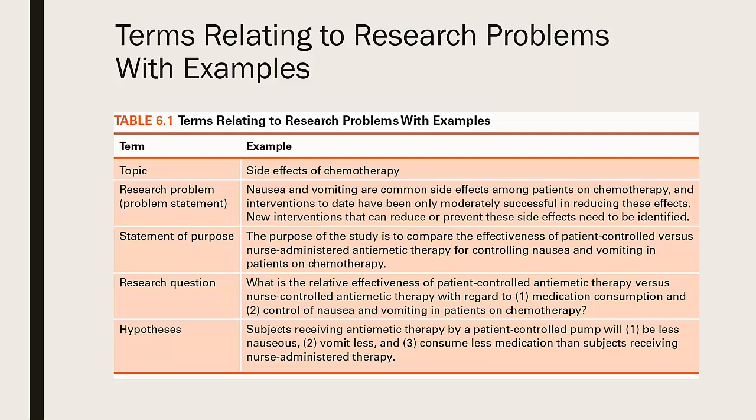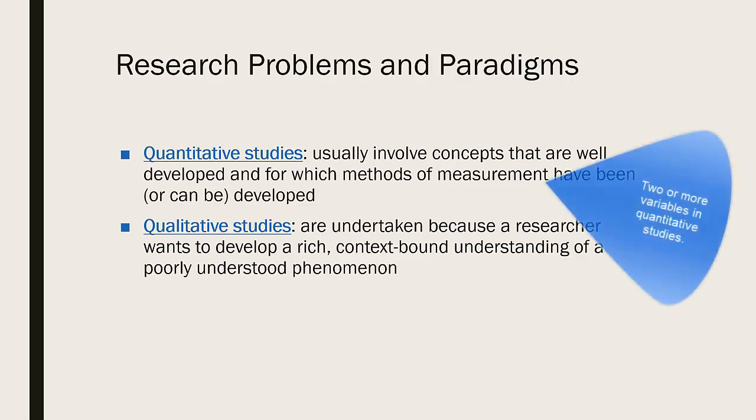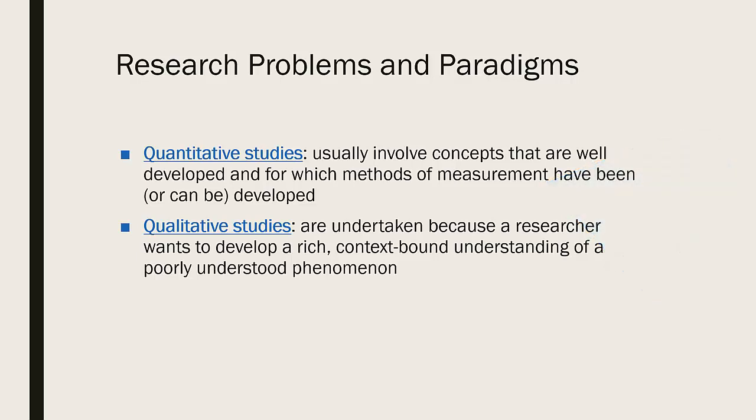Now, research problems and paradigms. We already broached this topic a little bit, but there are differences between quantitative and qualitative studies. Quantitative studies usually involve concepts that are well developed, for which methods of measurement have been or can be developed. Again, we have an independent and dependent variable when we're looking at quantitative studies. These are more concerned with statistics and measuring and seeing what relationship exists, if any, between two variables.